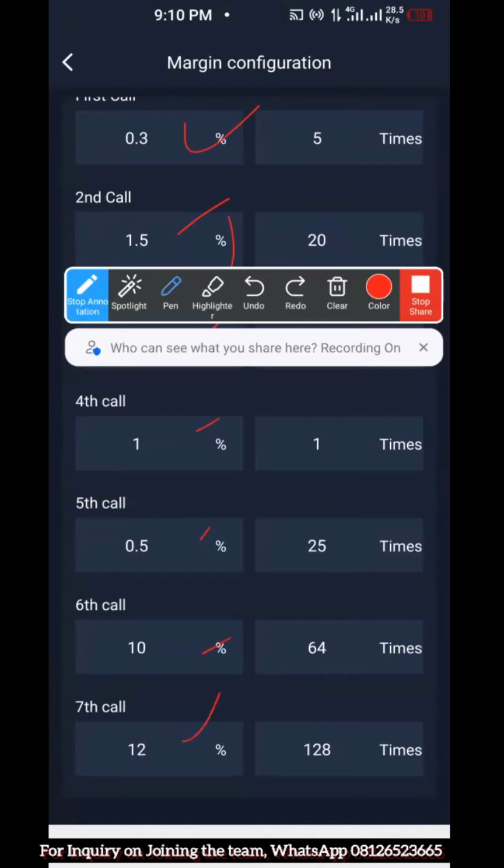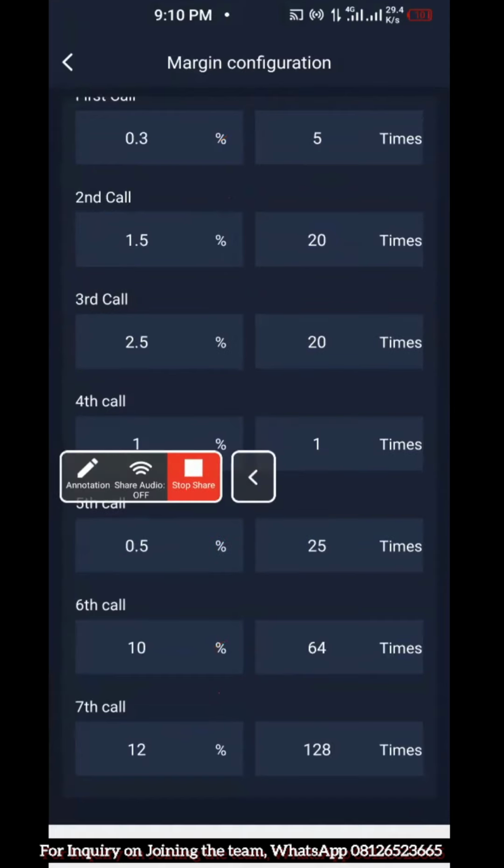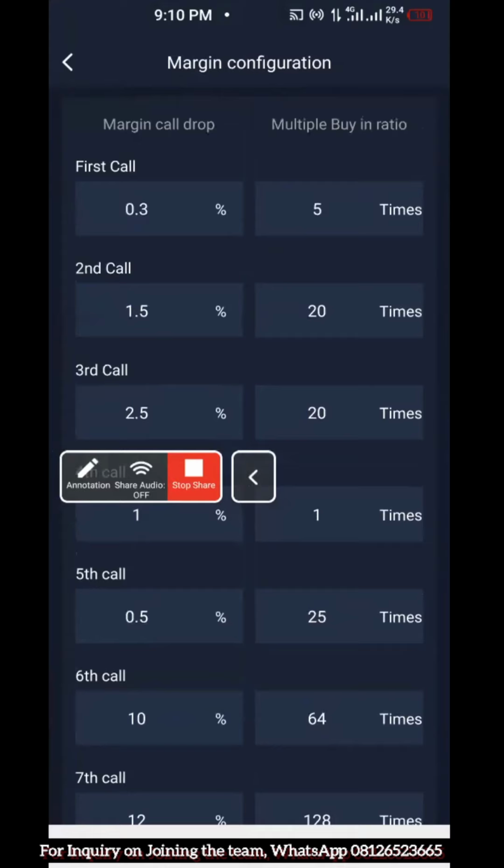So 7 times it's going to buy for me. So let me leave it at 7 for now. I'm not going to save it since I already have a trade running.